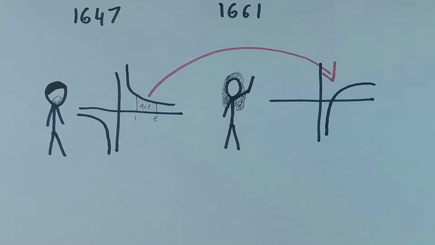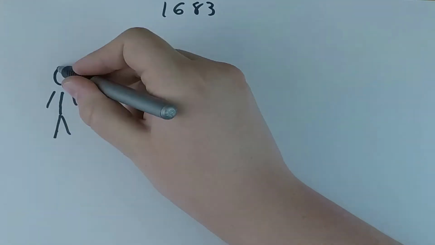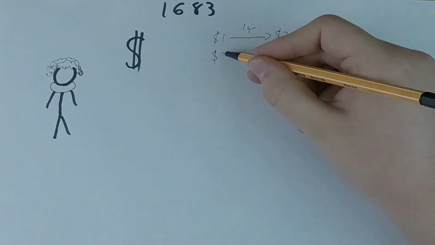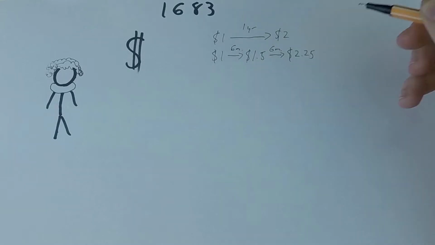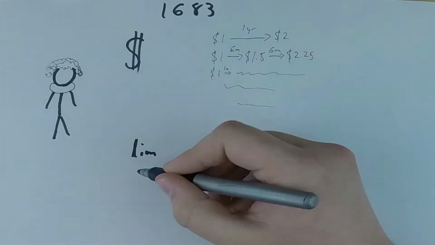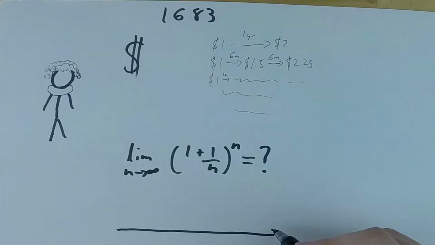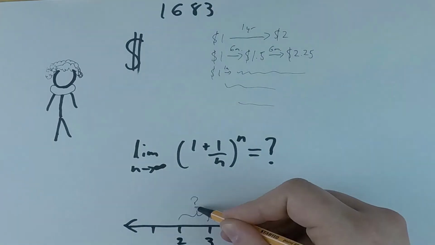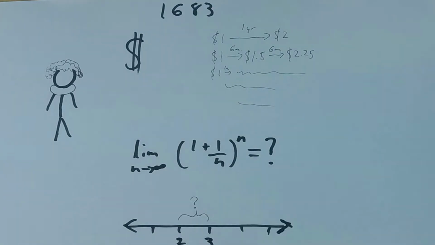Despite these discoveries, e was not explicitly noticed until 1683 by Swiss mathematician Jacob Bernoulli, when looking at problems of compound interest. Bernoulli attempted to find the limit of (1 + 1/n)^n as n tends to infinity, and found it existed between 2 and 3.